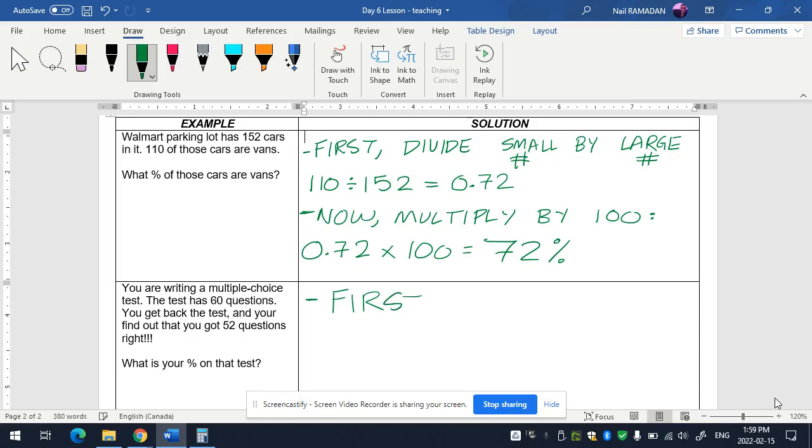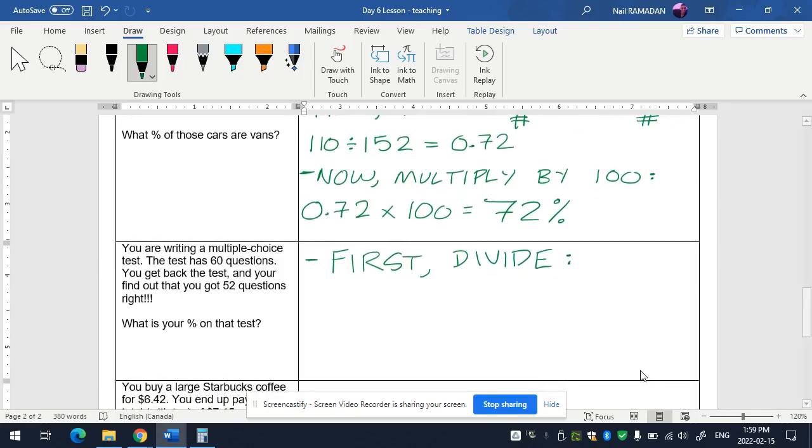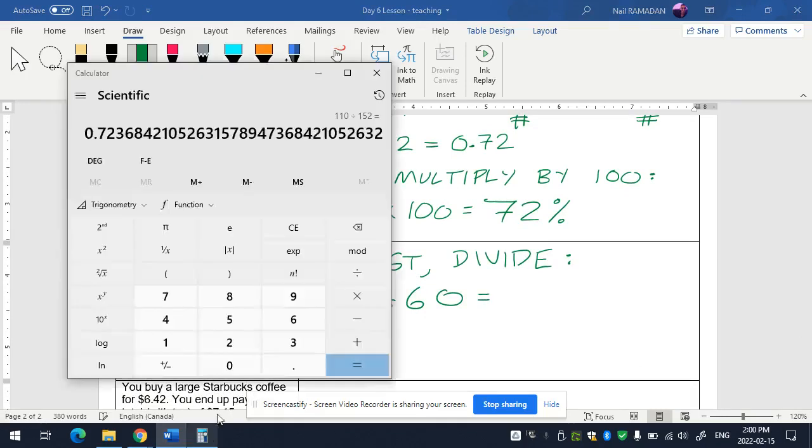So first, divide. I'm going to stop saying divide small by large, because that's the only way it's going to be done. So let's divide 52 divided by 60. I'm going to guess you're going to get in the 80s. Oh, well, look at that, you got in the 80s. We're going to keep two decimals. If I cut right here, it's got to be 0.87. We round this 6 to a 7.